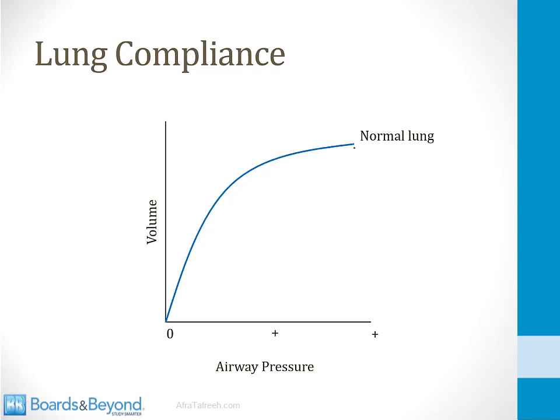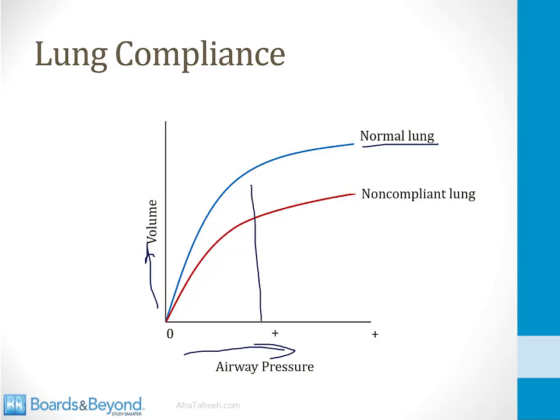Here's that blue line for a normal lung and the pressure-volume relationship when it's outside of the body. If the lung becomes non-compliant, in other words, if it becomes stiffer and has a decreased compliance, it will begin to look like this red line. Notice that when you apply airway pressure to the red line, you get less of a volume change compared to the blue line. It's because it is a non-compliant or stiff lung.